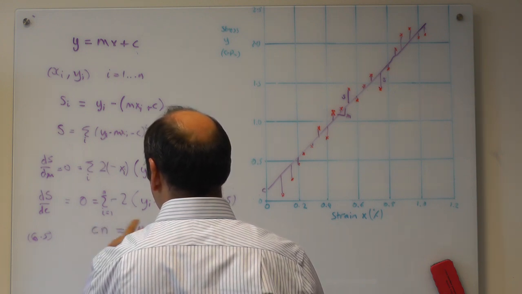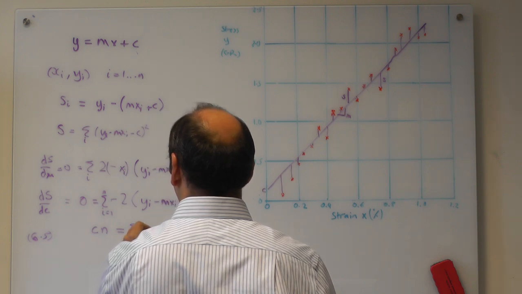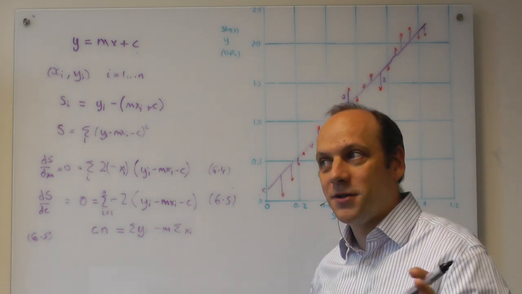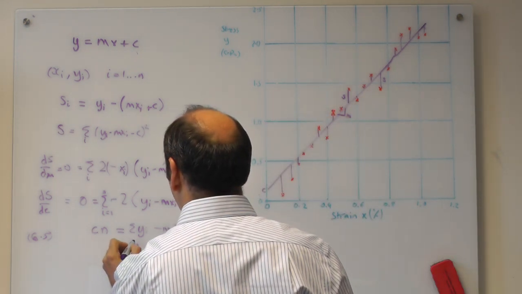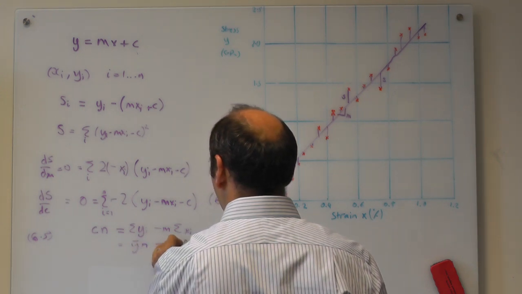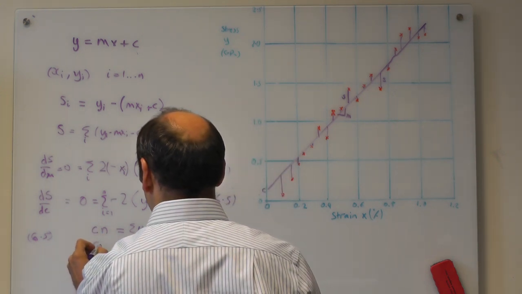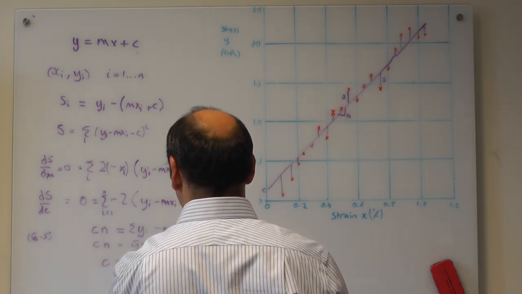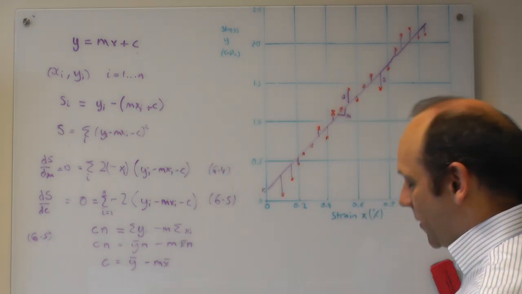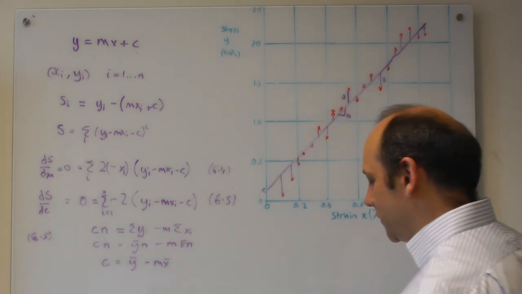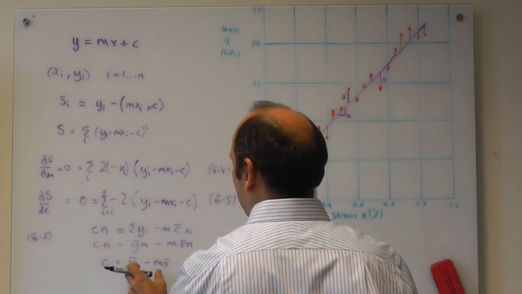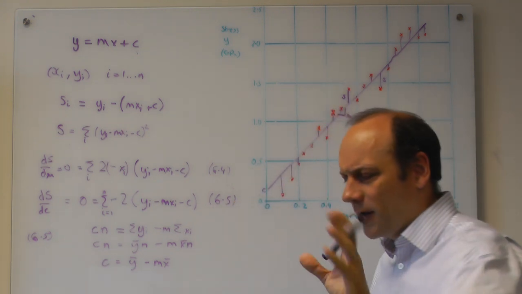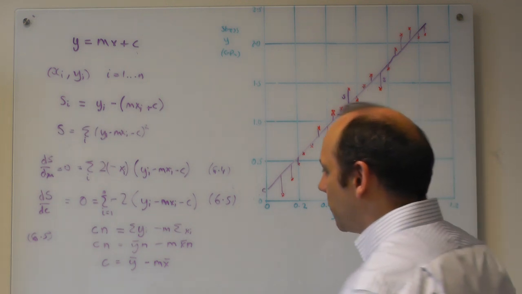Let's go a bit slower. Cn is equal to the sum of all the yi's minus m times the sum of all the xi's. But the sum of all the yi's is the average of them times n. So I've got y bar n and minus m x bar n here. And then the n's will cancel. And I'll end up with the result c is equal to y bar minus m times x bar. So that's nice. So c is actually at the center of gravity here, minus some y bar. Well, we'll get there. So we found c.